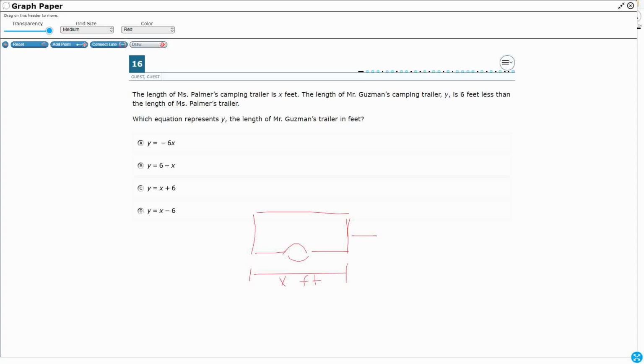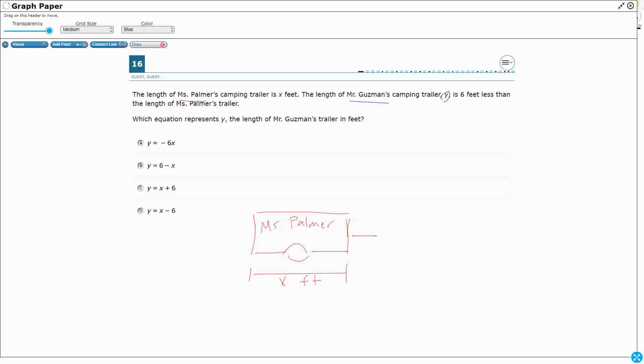So the length of Mr. Guzman's camping trailer, so we've got two people here. We've got Miss Palmer. So let's put that in here. Miss Palmer. And the length of Mr. Guzman's camping trailer, so he's going to be different. Let's put that in blue. Y is 6 feet less than the length of Miss Palmer's.